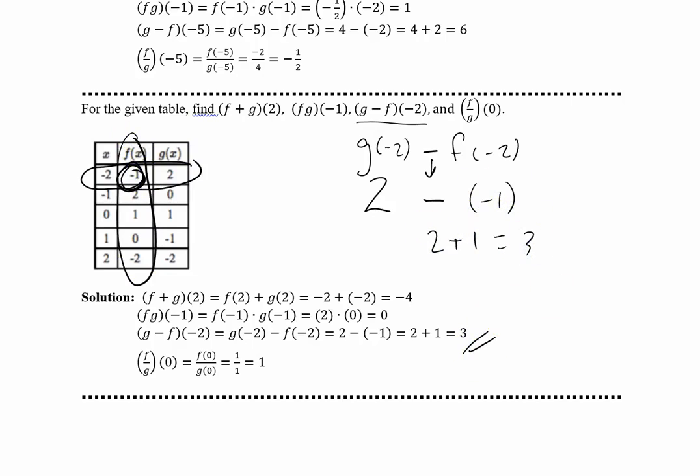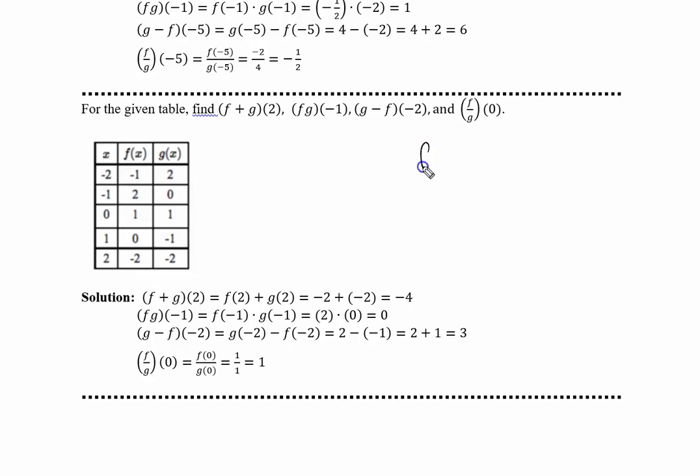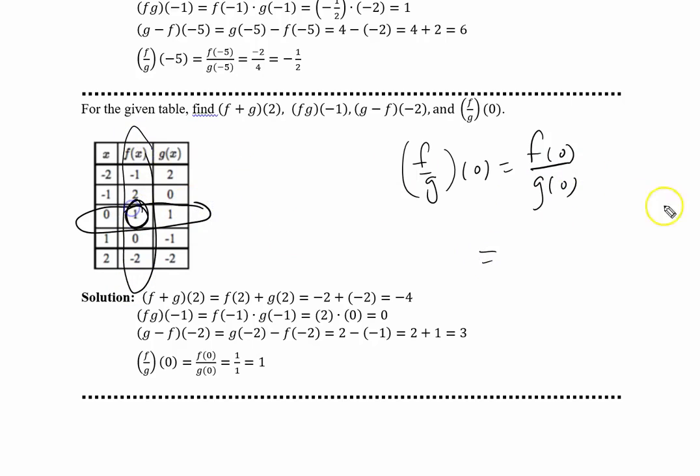And then finally, f divided by g evaluated at 0 is going to be f of 0 over g of 0. So my x value is 0. So if I want f of 0, where do these intersect? They intersect at 1. And then if I want g of 0, my x value is 0. And here's g. Where do these intersect? At 1, and 1 divided by 1 is 1. Okay, and that completes this video.